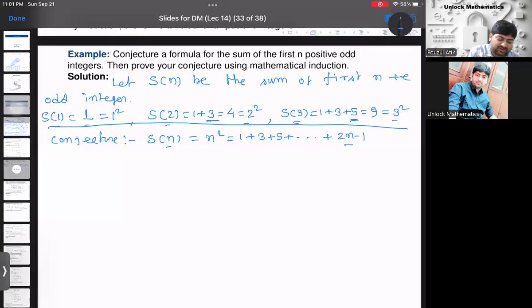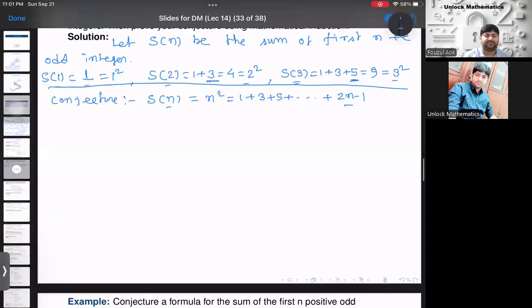Right? Here it is only one term, so 2 into 1 minus 1. So for all cases it is happening. So this is your Sn, which is 1 plus 3 plus 5 plus dot dot up to 2n minus 1, is equal to n square. So this is now your conjecture, and we have to prove it using the induction method.